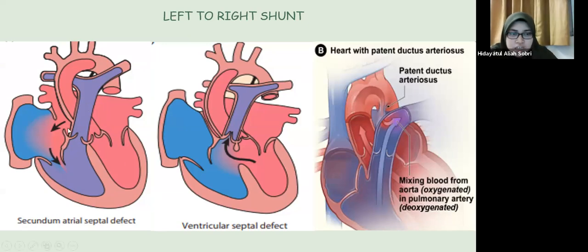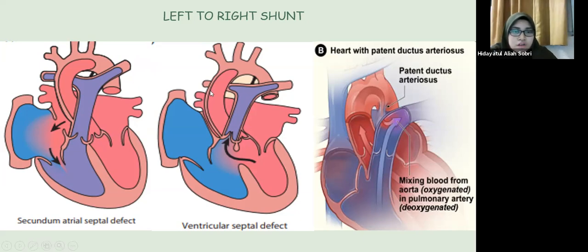So when there is a defect in this septum, the oxygenated blood will come into the right part of the heart. So more blood will come into the right compartment, into the right ventricle. So there will be an increase in the pulmonary blood flow, with more blood entering the lung. So the lung will become congested and can develop pulmonary edema.